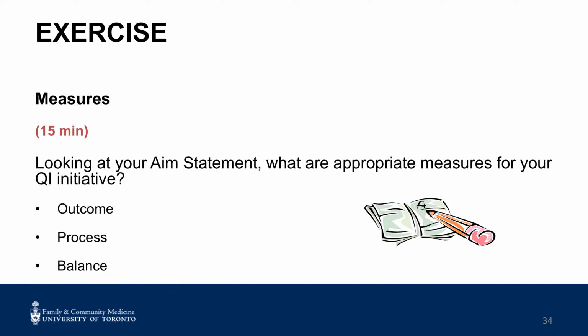Challenge yourself to identify at least one of each measure for your improvement opportunity or project idea. Most QI projects are able to identify process measures more easily than outcome measures, so this may be your experience too. Remember to make sure the measures align to your aim statement.